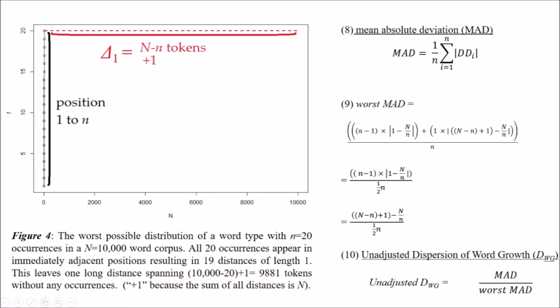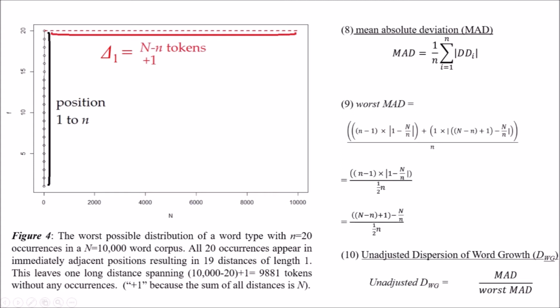Word growth dispersion of 0 is achieved when a word is perfectly well dispersed, with all of its distances matching the uniform distance, so that its divergences are 0, and 0 divided by the worst possible MAD is 0. Word growth dispersion of 1 results when a word follows the most uneven dispersion possible, and so the worst MAD divided by the worst MAD is 1.